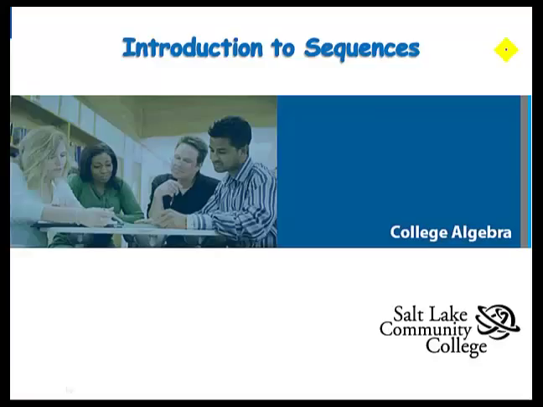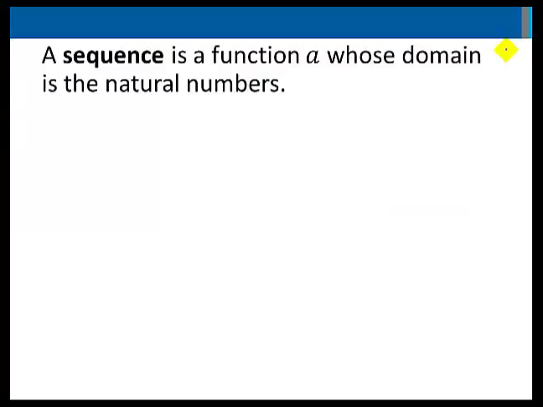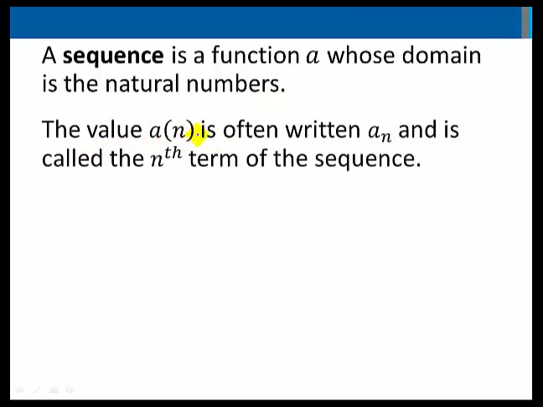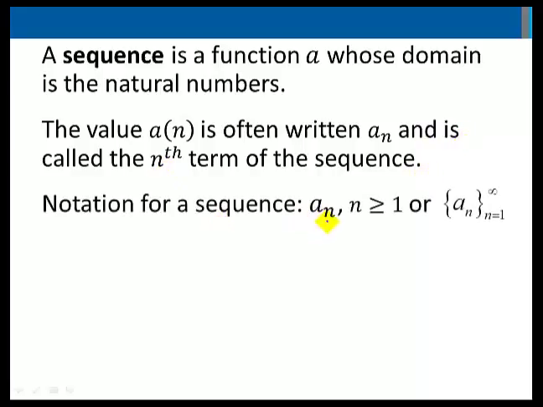In this lesson, we begin looking at sequences. A sequence is a function A whose domain is the natural numbers 1, 2, 3, 4, etc. The value A of n is often written A sub n and is called the nth term of the sequence. Notation for a sequence: A sub n, where n is greater than or equal to 1, or the set of A sub n from n equals 1 to infinity.